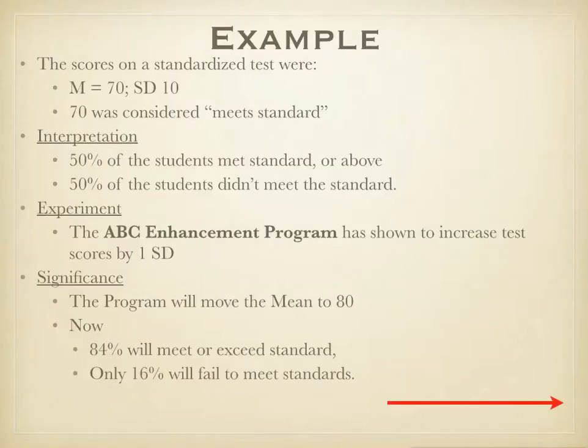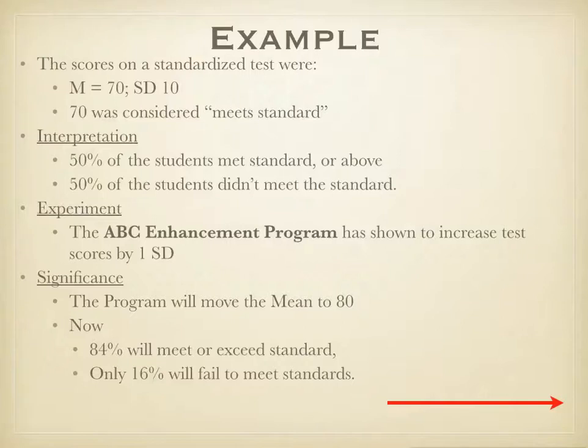One of the ways that researchers express standard deviation in a helpful and meaningful way is to talk about how much improvement relative to standard deviation a particular kind of intervention might produce. So let's say, for example, that there was a standardized test, and the mean score of that set was 70 with a standard deviation of 10. For our example here, 70 was the meets standard score.